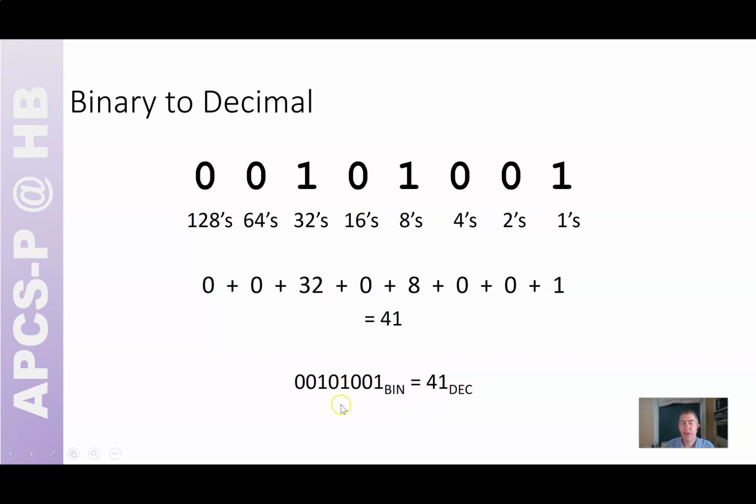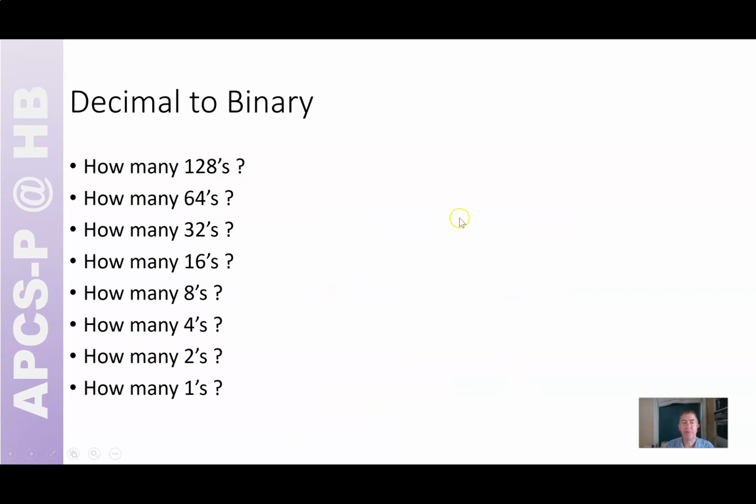So you would write it this way. By the way, in these classes, we're only going to deal with binary numbers up to 1 byte, so 8 bits. So just like we got here, there are 2 different ways to write this. Either you can use the word binary or decimal, usually abbreviated BIN or DEC, or base 2, base 10. It's all good.